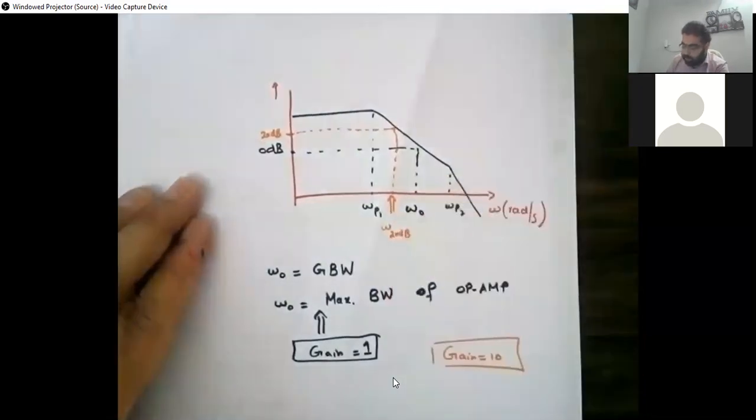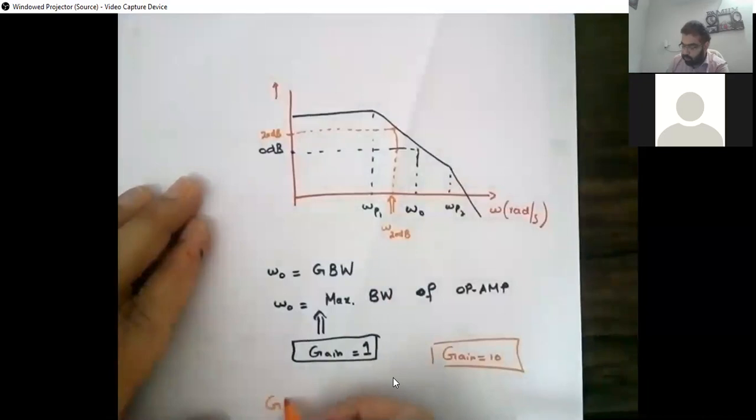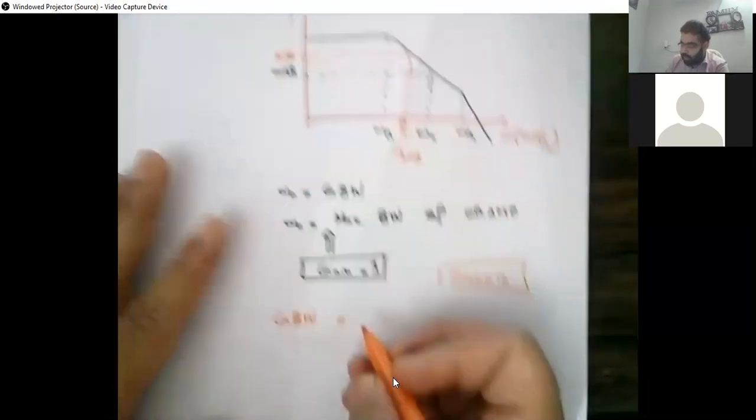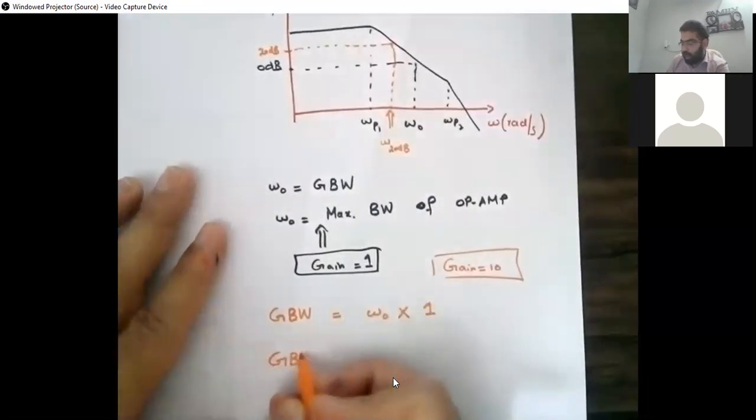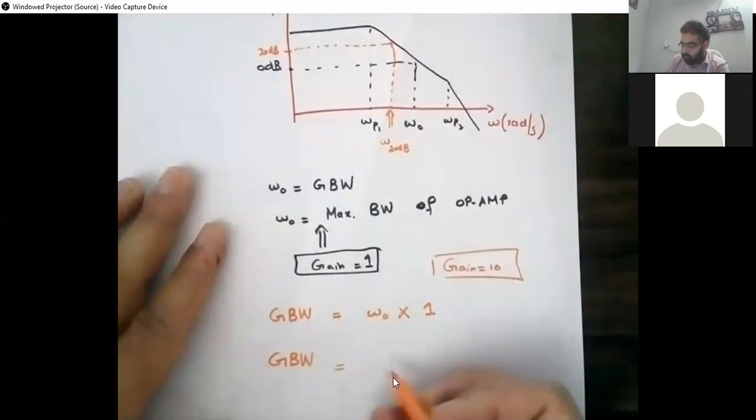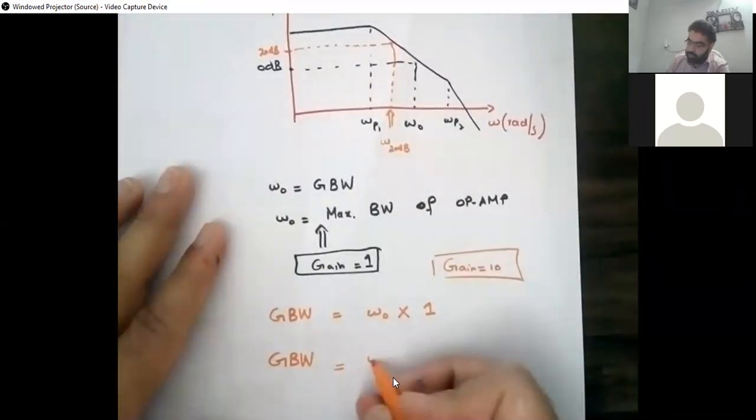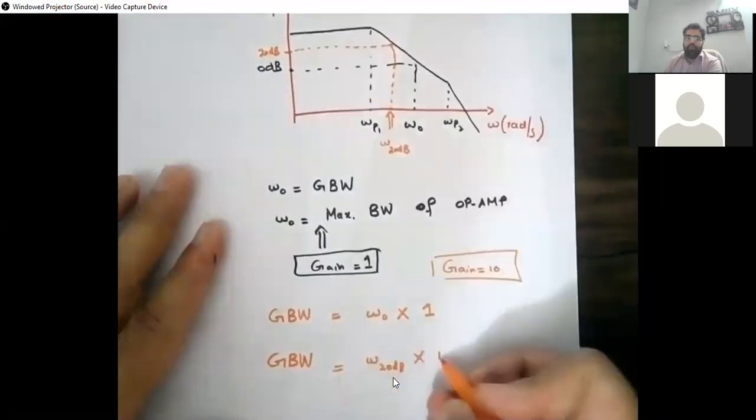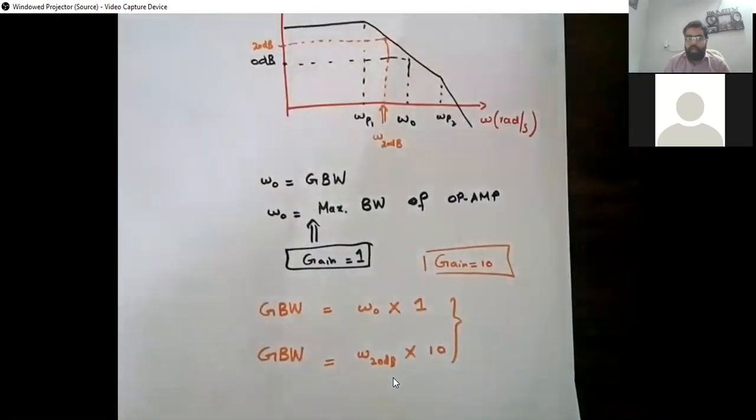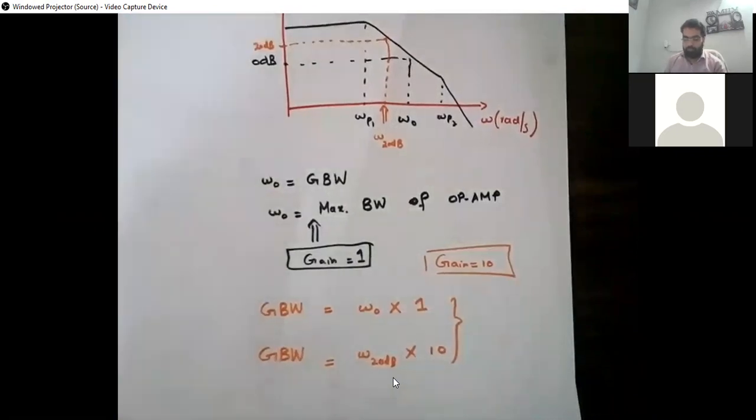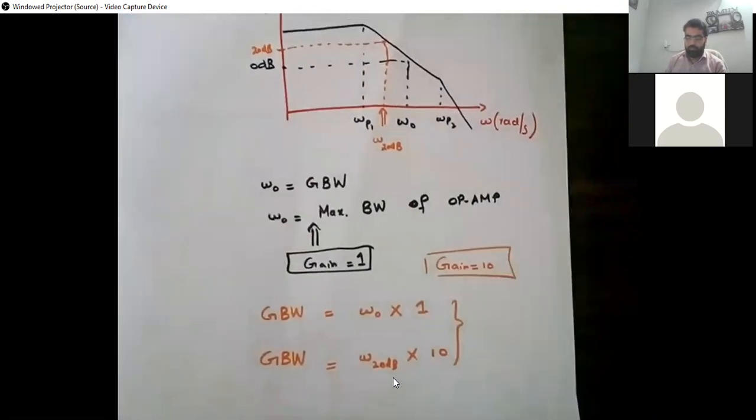But what should be the gain bandwidth, which is equal to omega naught times 1, should remain the same value as the gain bandwidth product at 20 dB. Omega at 20 dB times whatever the factor at 20 dB is, 10. So they both should remain equal. So that's why I can safely say omega naught is the gain bandwidth product, or it's the maximum bandwidth of an amplifier at unity gain. Is this point clear? Yes, sir.